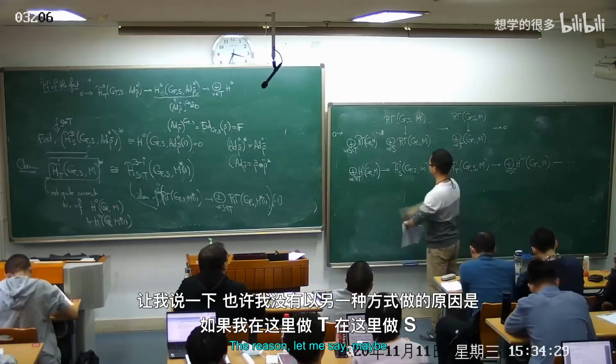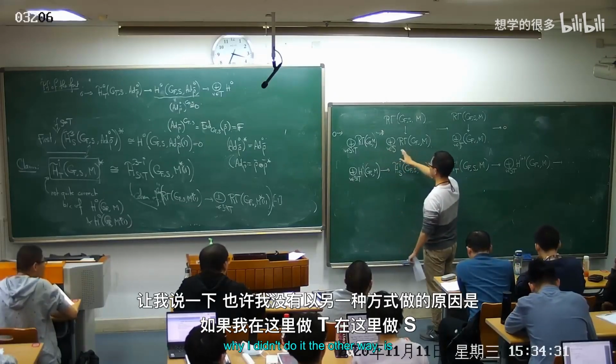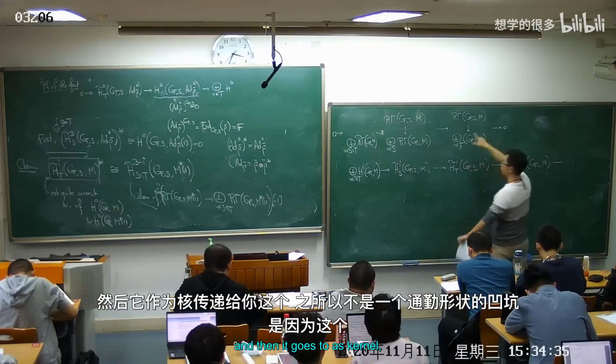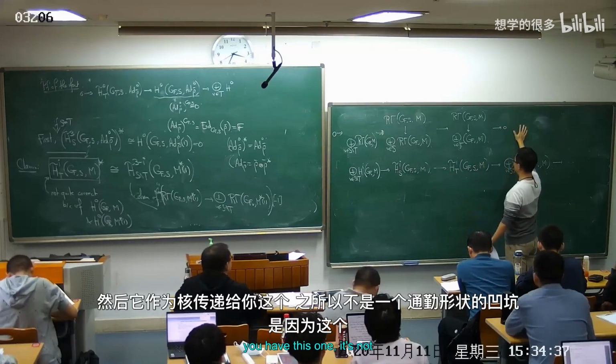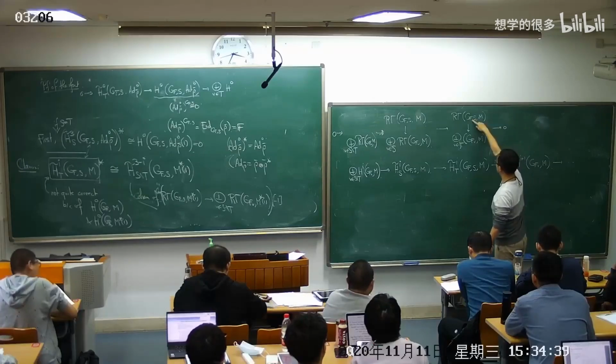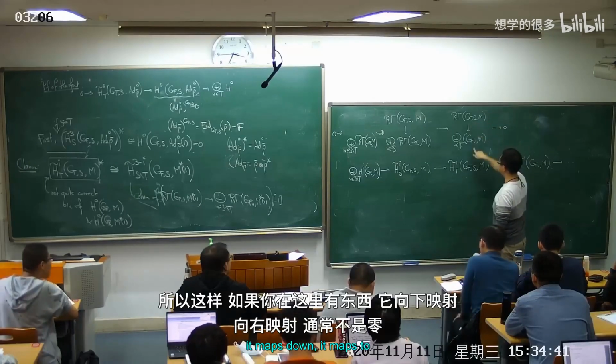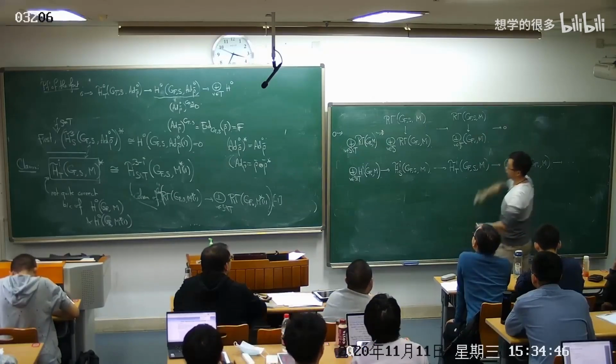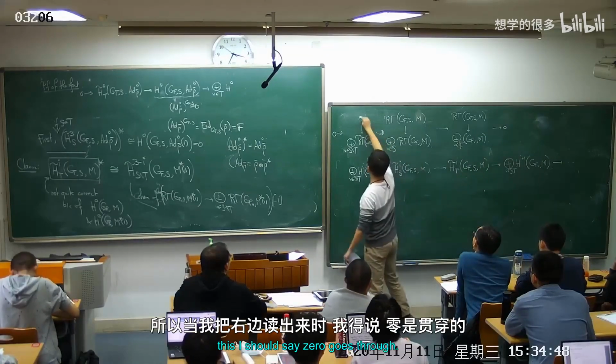The reason is, maybe why I didn't do it the other way is because if I do T here and S here, and then it goes to the kernel, you have this one. It's not a commutative diagram because if I have something in here, it maps down and it maps to the right. It's usually not 0. Whereas if you go this way, it's 0. So when I read this, I should say 0 goes to.